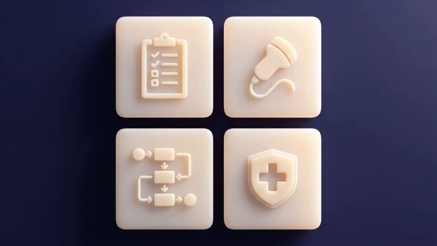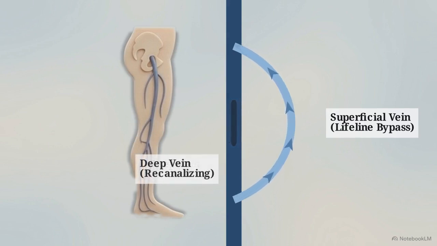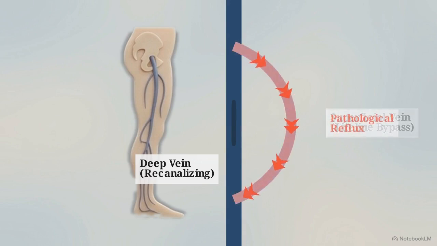To manage this circuit, we utilize a four-part framework: clinical indications, hemodynamic triage, the multimodal sequence, and pharmacological guardrails. Success depends on identifying the precise physiological threshold where a superficial vein stops acting as a vital collateral lifeline and begins functioning as a pathological source of hypertension.